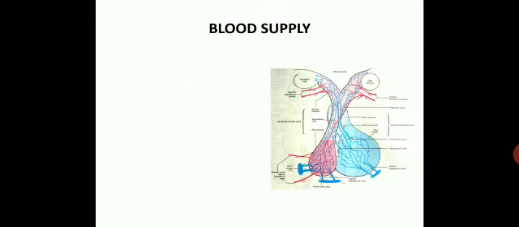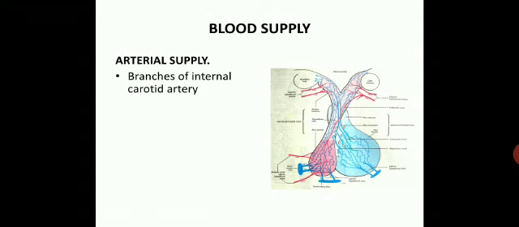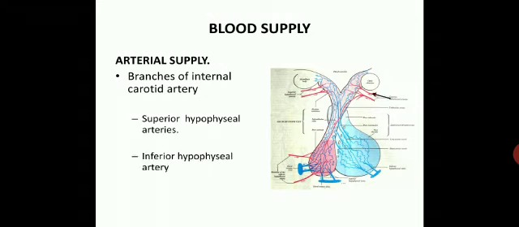The blood supply: the arterial supply is by branches of the internal carotid artery that includes the superior hypophyseal arteries on each side and the inferior hypophyseal artery. Each inferior hypophyseal artery divides into medial and lateral branches that join with one another to form the arterial ring around the posterior lobe. Branches from this ring supply the posterior lobe and also anastomose with the branches from the superior hypophyseal artery.